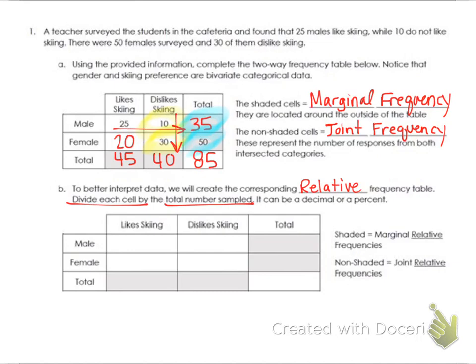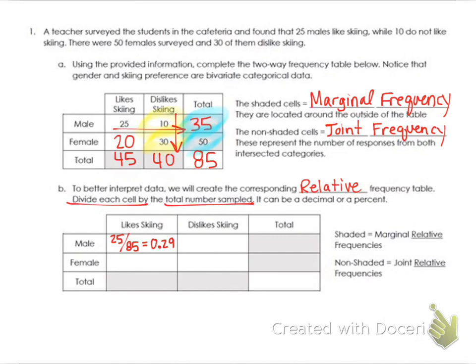Okay, so we're going to start off by doing, there were 25 males and there were 85 people who were surveyed. And so all you have to do is divide the two together in the calculator and then write it as a decimal. So I'm going to round it to 2 decimal places. And if I do that, you get 0.29. Okay, and then if I wanted to, I could convert that to a percent. It would be 29%.